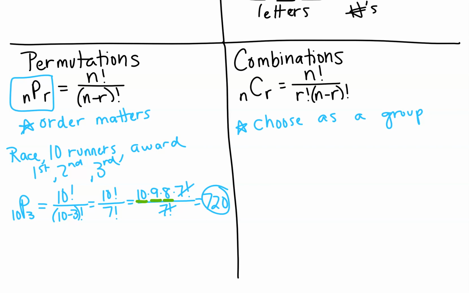Remember how I said there's overlap with the counting principle? How many runners are there to choose from for first place? 10. 10 total. And then once that person gets first, how many choices are there for second place? 9. And then for third place, 8. So it kind of overlaps there with the counting principle. You could use either one of those.